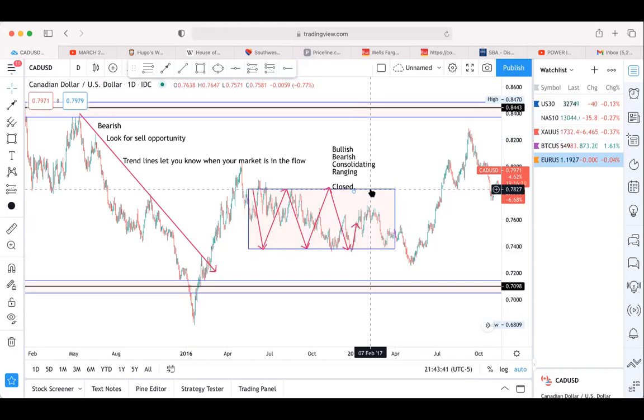What is the market doing? Is the market bullish? Is it bearish? Is it ranging or consolidating? Your support and your resistance will let you know the locations where to buy and where to sell.